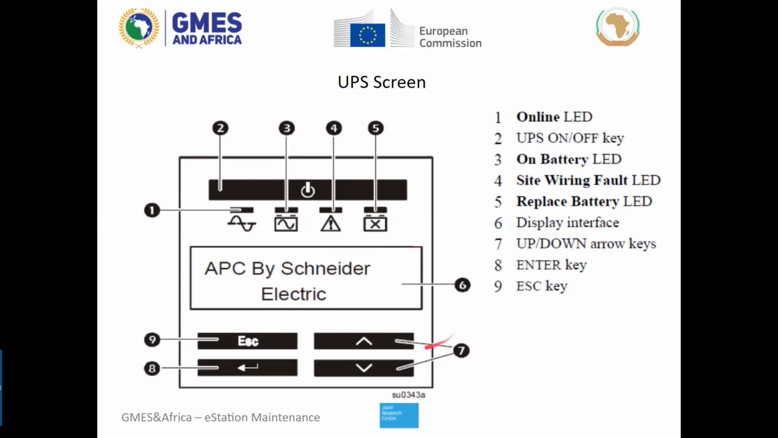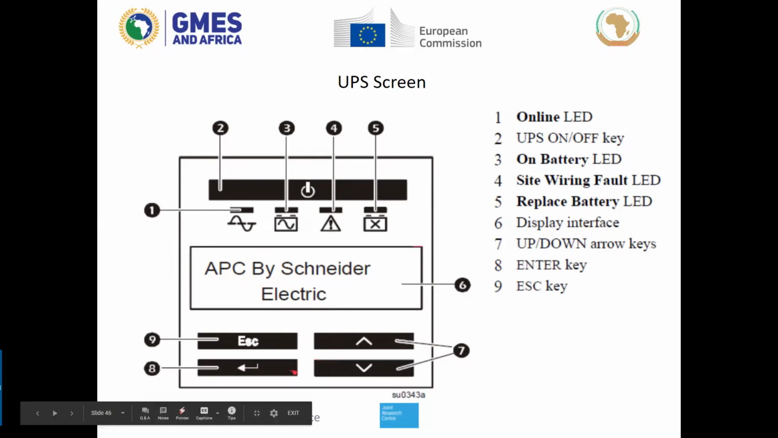And other things are normal stuff. This will be the display where it also says that the battery is not functioning properly, so you have to replace it. If you want to check or change some of the configuration, you can go to the menu by clicking on enter, navigate to the different options and select them, or use the escape button to get back to the normal state. So this is the important UPS screen and the functionality which you use when you do the maintenance.